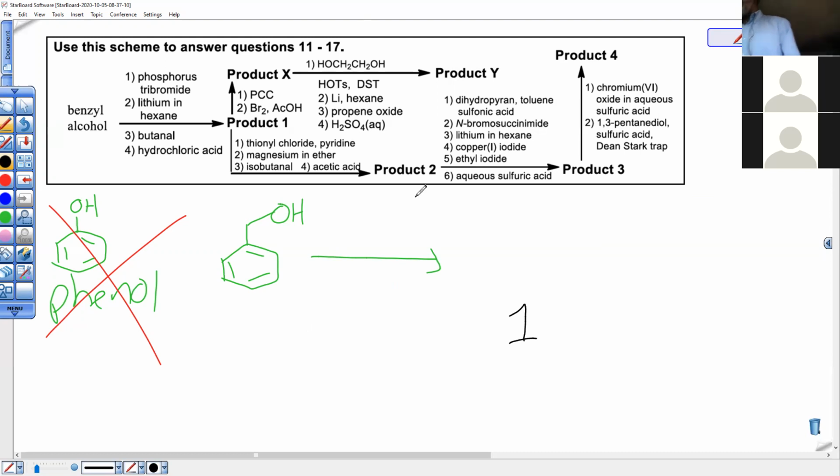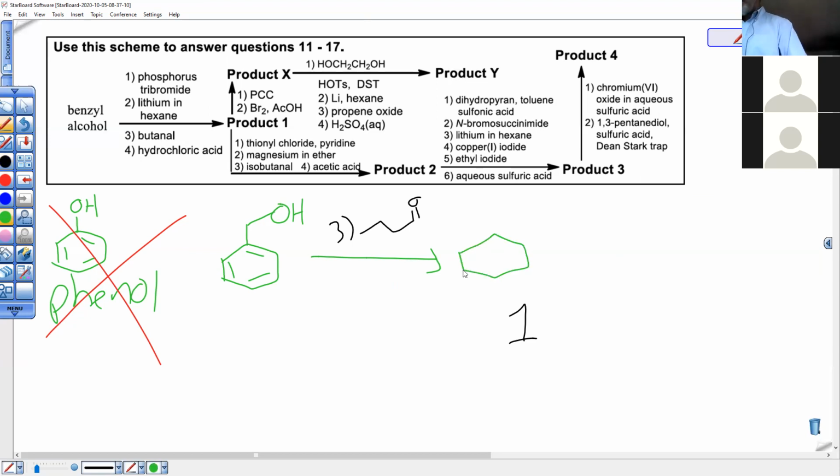And we're doing phosphorus tribromide converts OH to Br. Lithium converts Br to organolithium. Butanal is a 4-carbon aldehyde. So in step 3, the organolithium's attacking that. We have all the benz carbons present as the nucleophile.